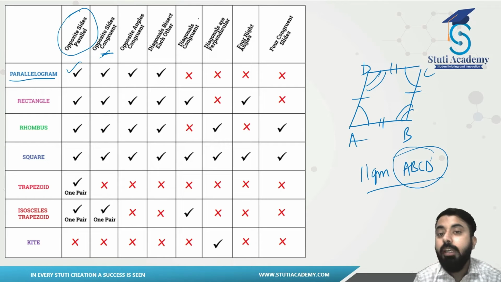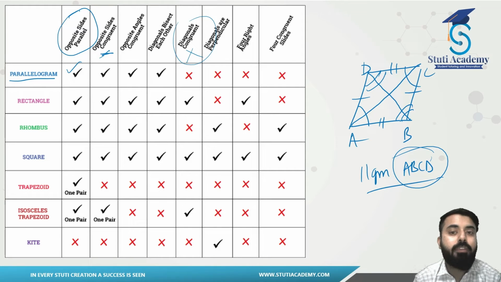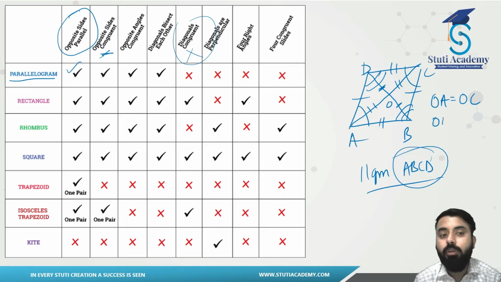Don't worry. Diagonals are congruent? In that case, diagonals are not congruent. That means if you join AC and BD, AC is not equal to BD, but they do bisect each other. That means this half will be equal to that one. If that central point is O, then OA is equal to OC and OB is equal to OD. Diagonals bisect each other, but they are not of equal length. They are not perpendicular, that means they are not making an angle of 90 degrees with one another.